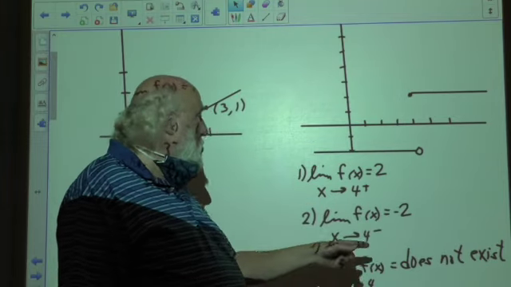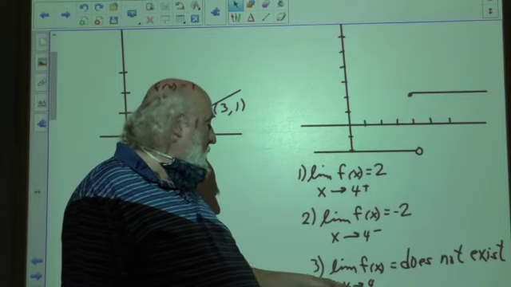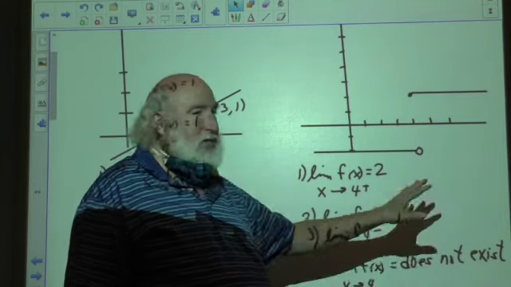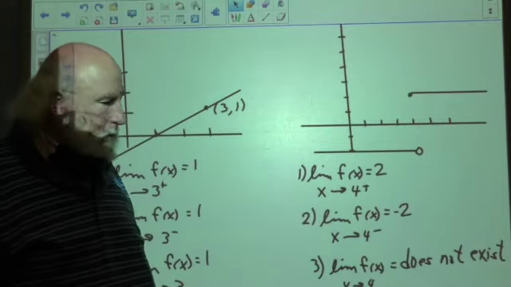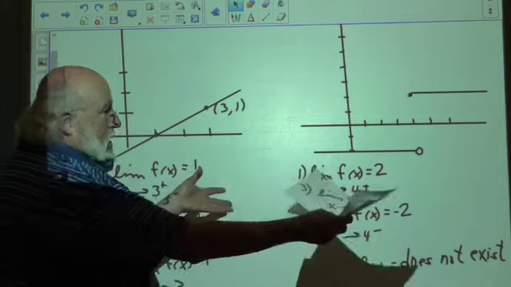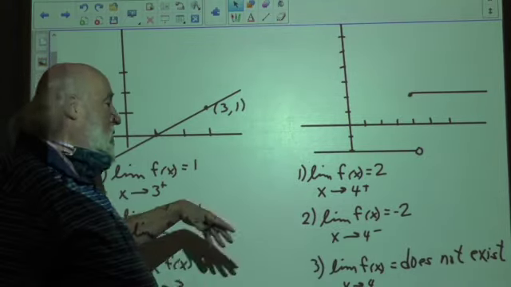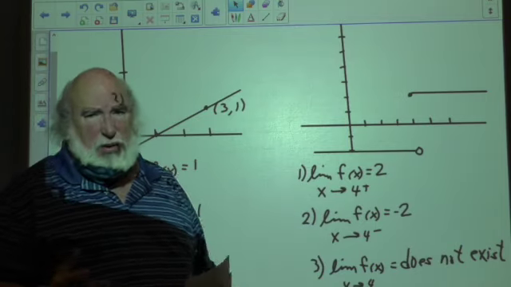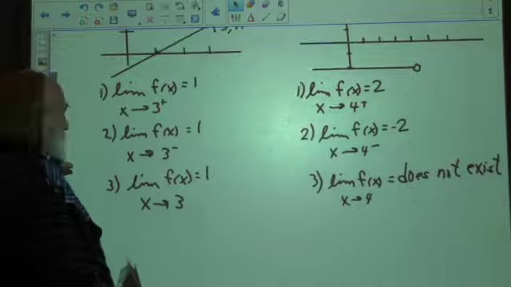And since these two do not equal each other, the limit of f of x as x approaches 4 does not exist. This is considered a discontinuous function. And you can see from the graph that it's not continuous, but this is how you can prove it using the definitions that we have given you. Okay? So let's take a look at some other problems.